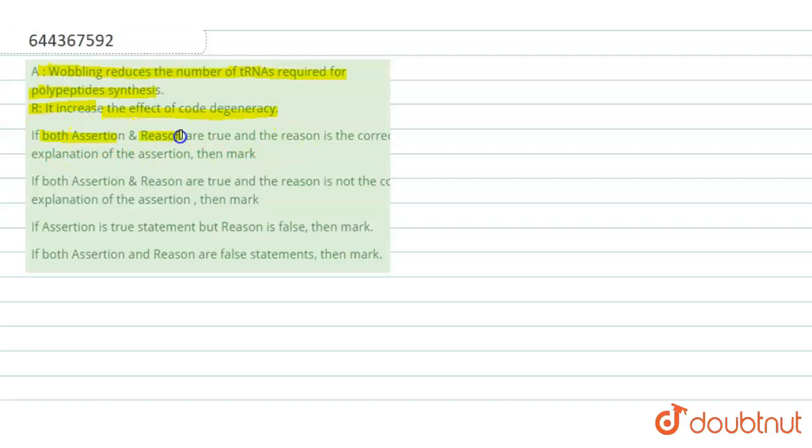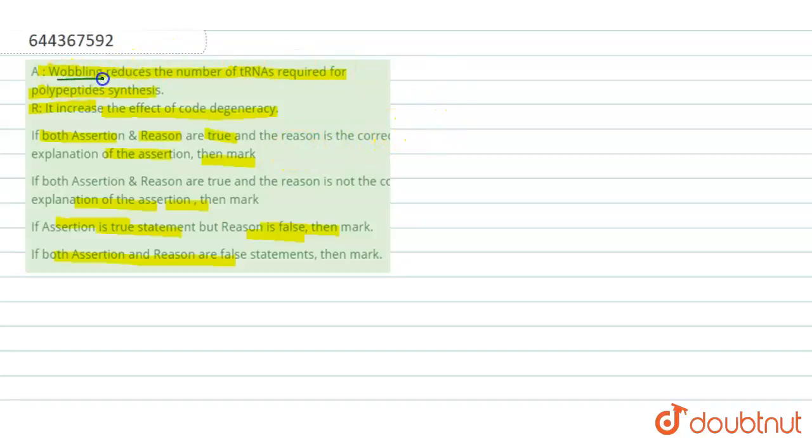If both assertion and reason are true and the reason is the correct explanation of the assertion, then mark 1. If both assertion and reason are true and the reason is not the correct explanation of the assertion, then mark 2. If assertion is true statement but reason is false, then mark 3. If both assertion and reason are false statement, then mark 4, right? So we have to tell which one will be the correct answer.